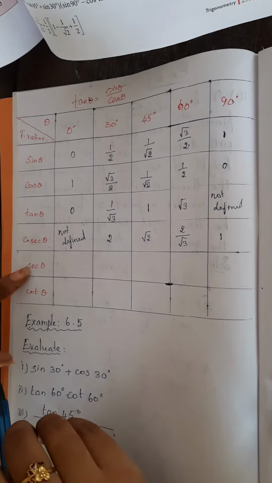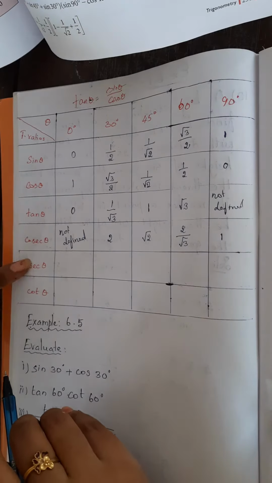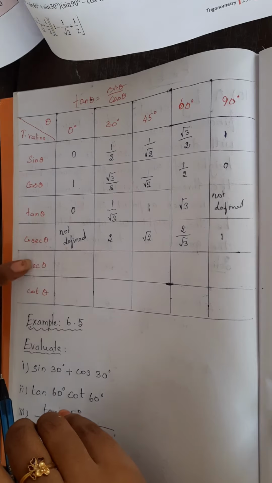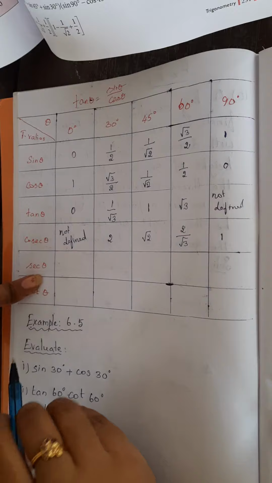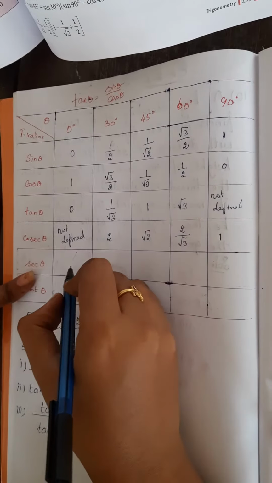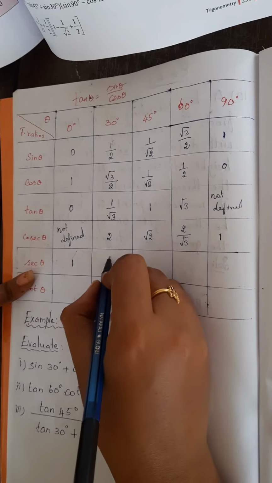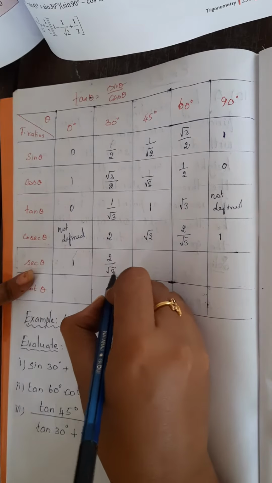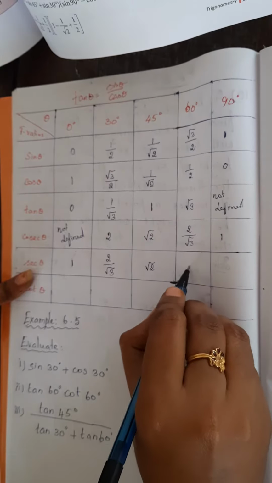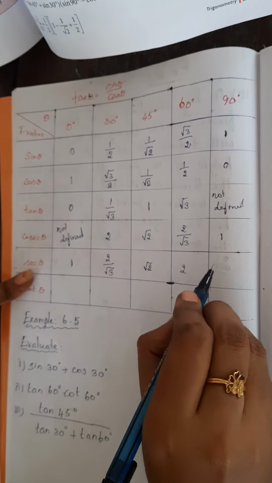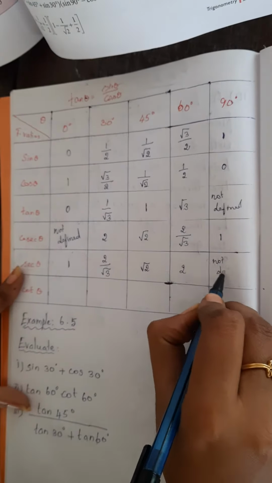Next one, cos theta. You know cos theta and secant theta are related. So if you write the reciprocal of cos theta, that is secant theta. Reciprocal of 1 is 1. Reciprocal of root 3 by 2 is 2 by root 3. Reciprocal of 1 by root 2 is root 2. Reciprocal of 1 by 2 is 2. Now what about this? Reciprocal of 0 is not defined.